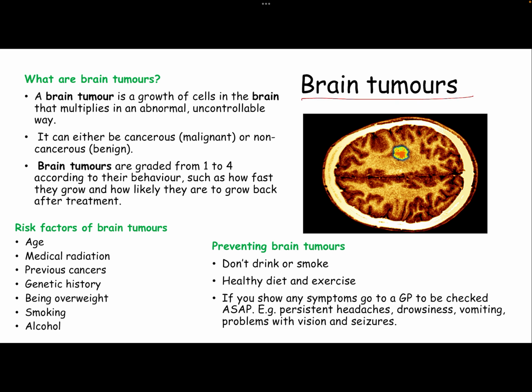Brain tumors. This can happen to anyone. What are brain tumors? A brain tumor is a growth of cells in the brain that multiplies in an abnormal, uncontrolled way. It can either be cancerous, malignant, or non-cancerous, benign. Brain tumors are graded from 1 to 4 according to their behavior, such as how fast they grow and how likely they are to grow back after treatment.